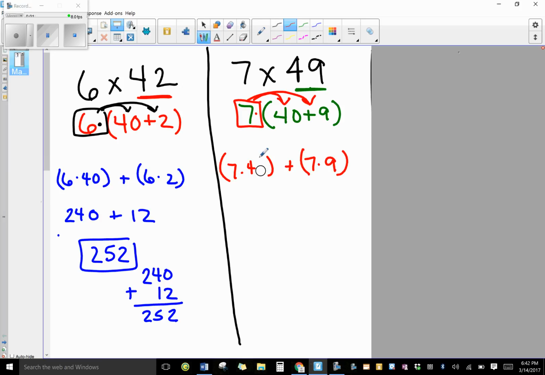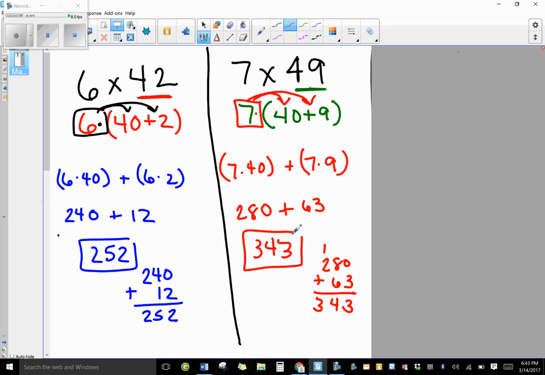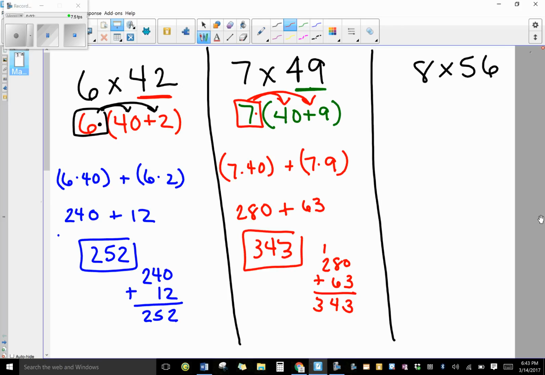Oh, you know what? This looks like a 6. So 7 times 40. There we go. I fixed it. 7 times 4 is 28. Okay. Bring down that 0. So you get 280. 7 times 9 is 63. You can, again, add this in the calculator if you need to, or do scratch work off to the side. 0 plus 3 is 3. 8 plus 6 is 14. Carry the 1. Your final answer should be 343.